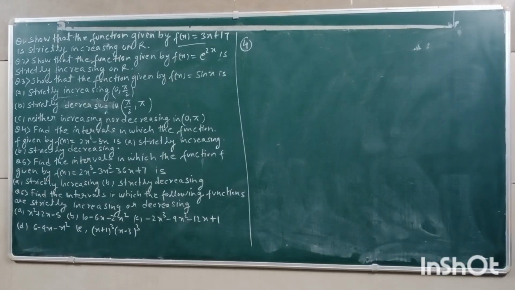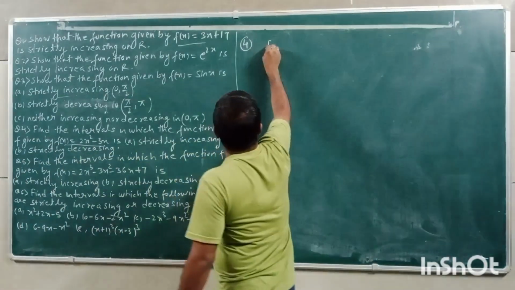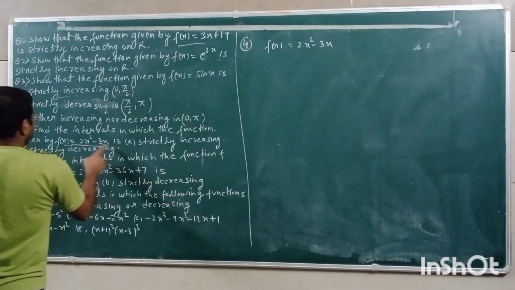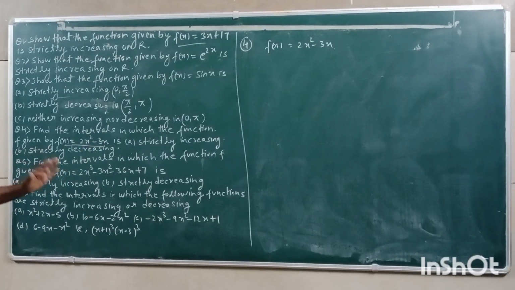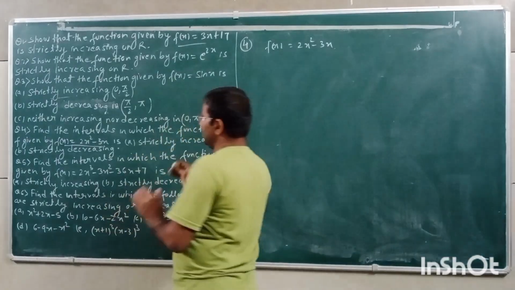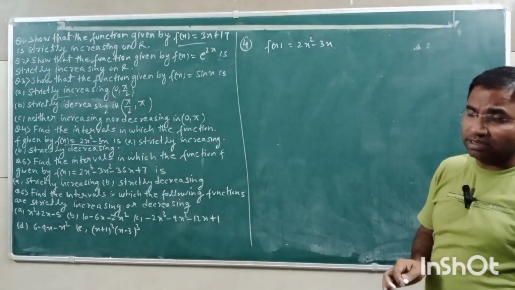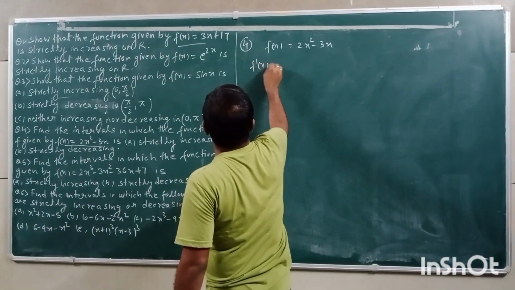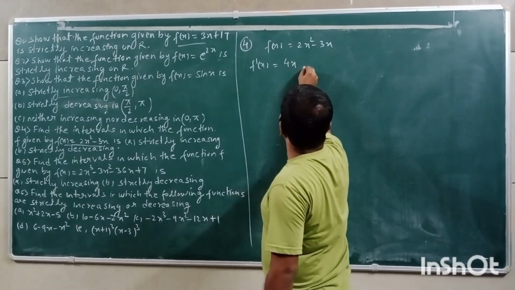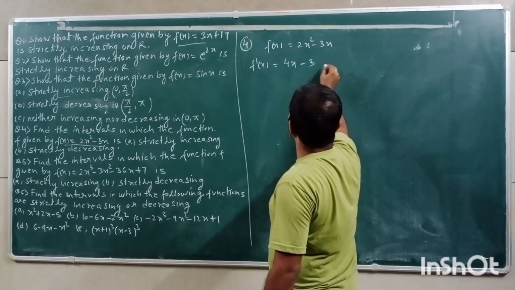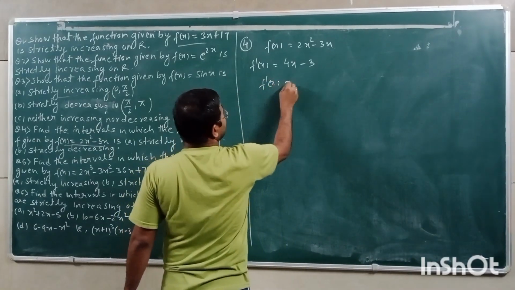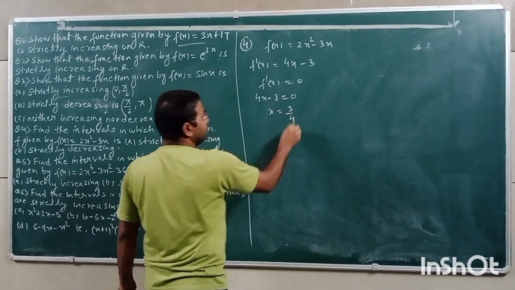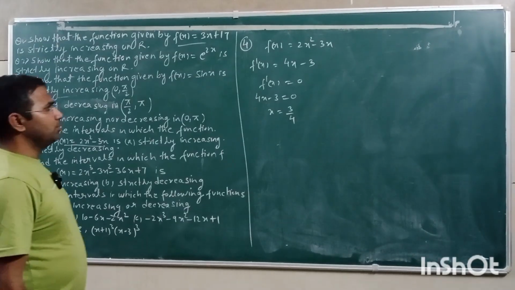Find the interval in which the function given by f(x) = 2x² − 3x is strictly increasing and strictly decreasing. For finding the interval, first of all we have to differentiate this, find the derivative. So f'(x) will be 4x − 3. Now for finding the interval we put f'(x) = 0, then 4x − 3 = 0, so x = 3/4.